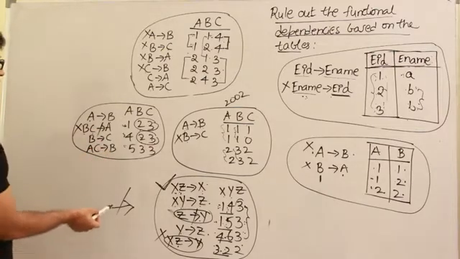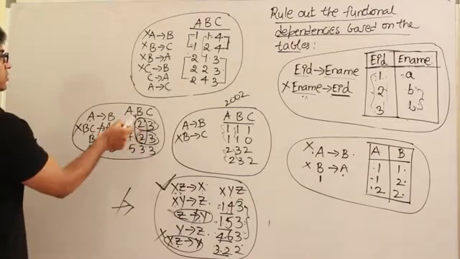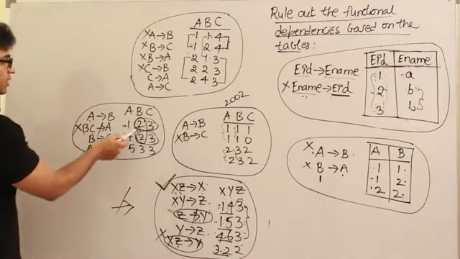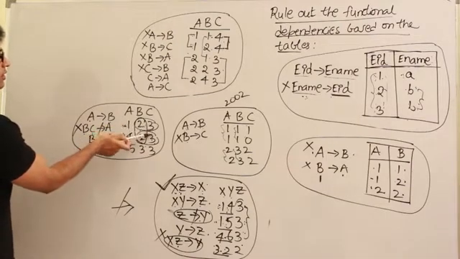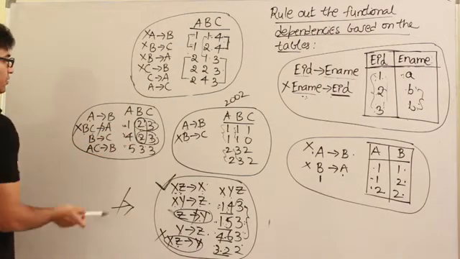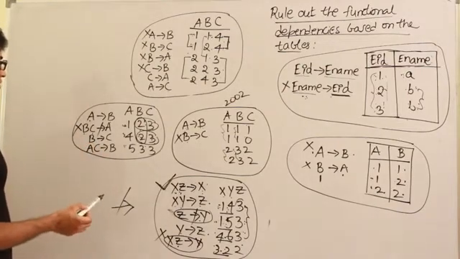Now B and C. So B is actually repeating. Just go through the repeating values only, right? So here, repetition is there. Now B determines C. So whenever B is 2, is the C value 3 the same? Yes, C value is the same. Therefore it seems like it holds true, but I'm not sure as of now.